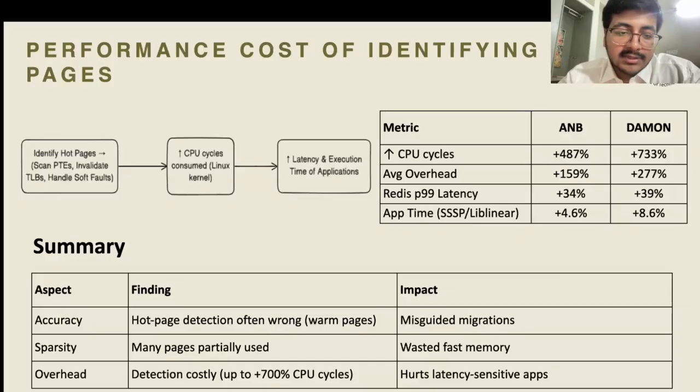To summarize, CPU-driven migration solutions often struggle to identify truly hot pages. Many of those pages are sparsely accessed, and the detection process itself incurs heavy CPU overhead.